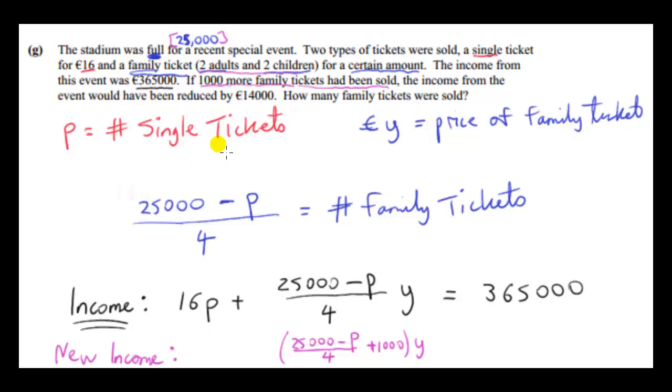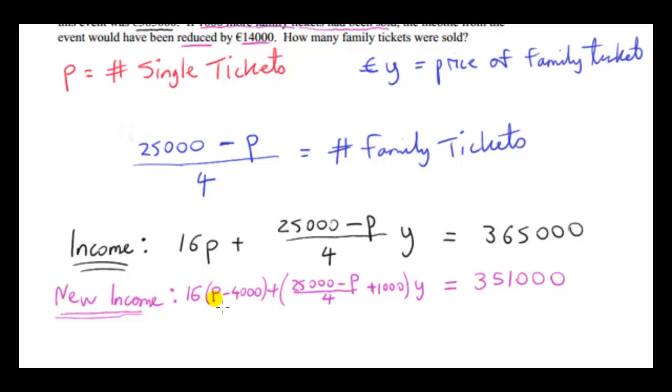P is the number of single tickets, so the number of single tickets must decrease by 4,000. So the number of single tickets is P minus 4,000. And to get the income from those single tickets, we must multiply by the cost of a single ticket, which is 16 euros, just like before. That hasn't changed. So the total income is got by adding these two together. And what is the total income? We are told that the income from the event would be reduced by 14,000. So we just reduce this number by 14,000. So now we have a second equation in the 2 unknowns P and Y. So we should be able to solve between these 2 equations to find out what P and Y are.